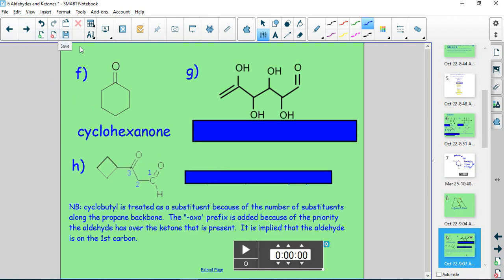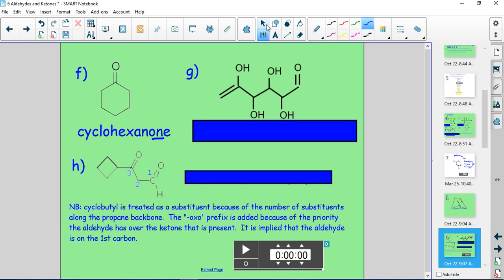Okay, next we have the following examples: F, G, and H. This cyclic alkane has a carbonyl. Notice there's nowhere along this carbon backbone or the cyclic carbon chain where you can put a terminal carbonyl, so it has to be a ketone. So it'll be cyclohexanone as your first ketone example.